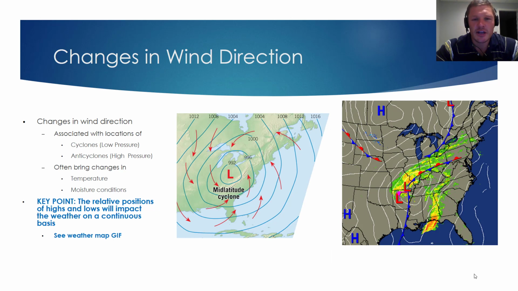Our final consideration in Chapter 13 is changes in wind direction. I just overviewed prevailing winds, and prevailing winds tend to come from one direction more often than another direction. But on a day-to-day basis, winds can come from any direction.